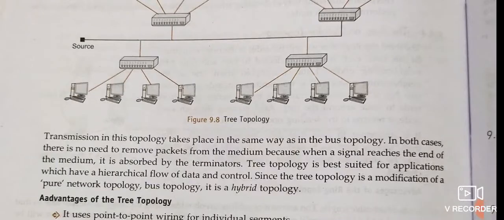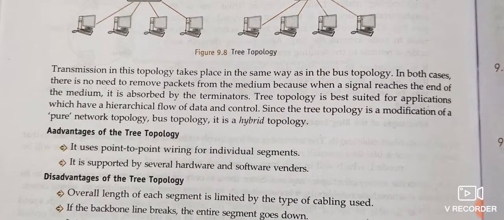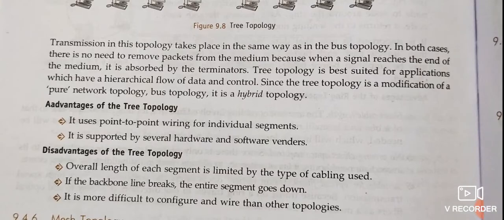Now let's see some advantages of the tree topology, as we have discussed the advantages and disadvantages of other topologies also. It uses point-to-point wiring for individual segments. It is supported by several hardware and software vendors. Disadvantages include that the overall length of each segment is limited by the type of cabling used. If the backbone line breaks, the entire segment goes down.